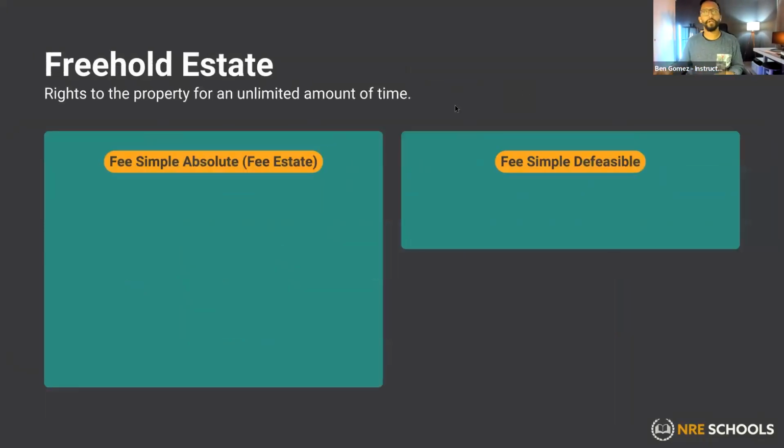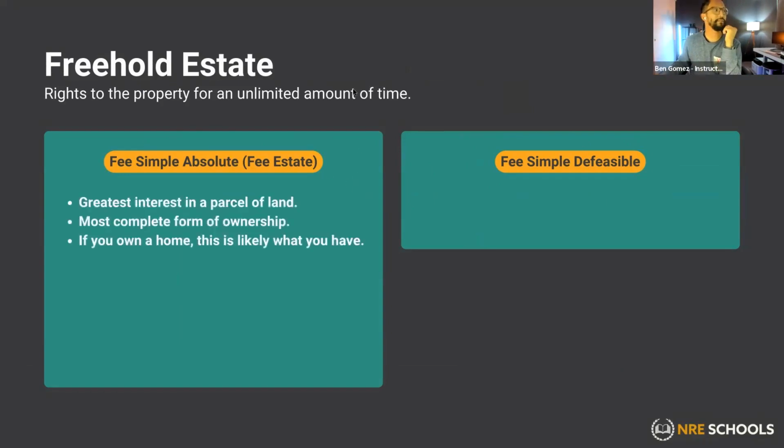Now, when we're talking freehold estates, when we're talking ownership, we're mainly talking about two types of estates. And these are the two vocabulary words. There's a fee simple absolute, and there's a fee simple defeasible. Let's talk about absolute first. Absolute is the greatest interest in a parcel of land. It's the most complete form of ownership.